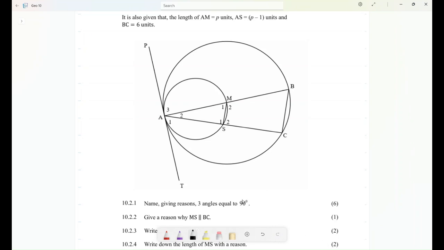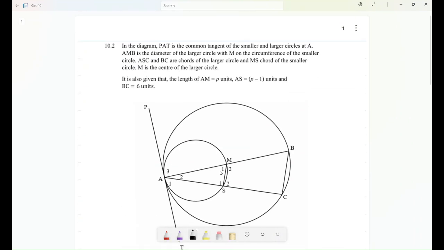In today's video, we're going to look at Euclidean Geometry question 10. It says to us, in the diagram, PTA is a common tangent of the smaller and larger circle at A. Very important that we have a tangent. So the first information that we have is a tangent.